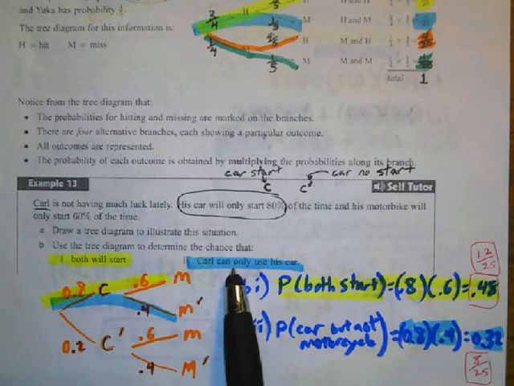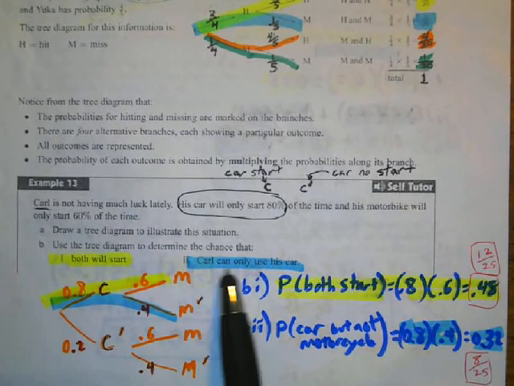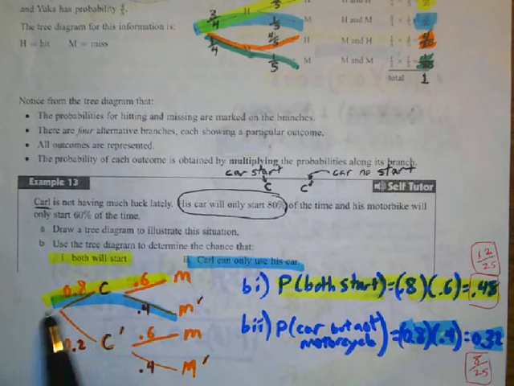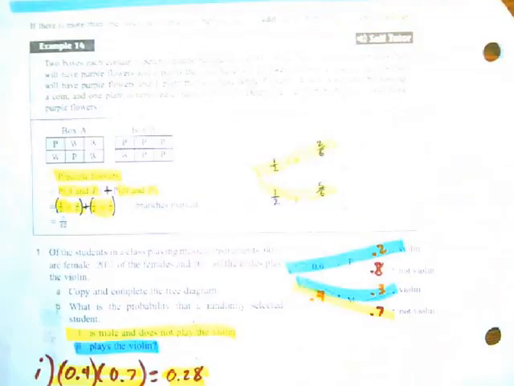The Carl can only use the car. So the car starts and the motorcycle doesn't. So 0.8 times 0.4. These are the answers. Okay.